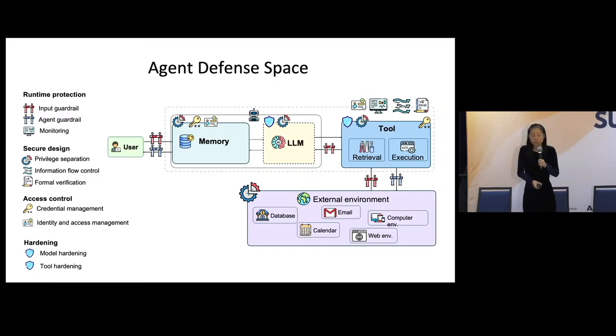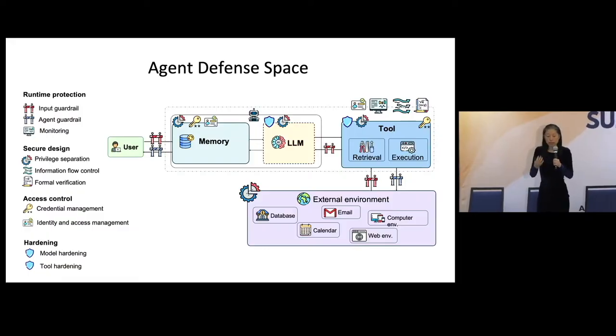Overall here, I list at a high level, essentially we need to develop different types of runtime protection, also different secure design methodologies. We need to develop better access control, and also hardening at different levels of the systems. Again, given the interest of time, I won't be able to go into the details here. We have an overview paper that's coming out soon that actually goes into detail on this.